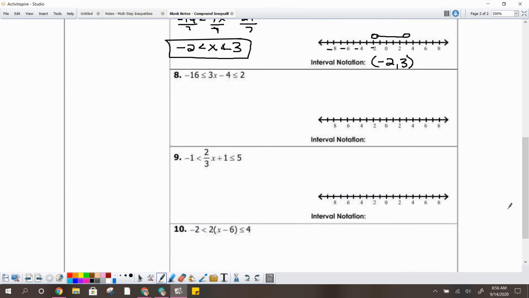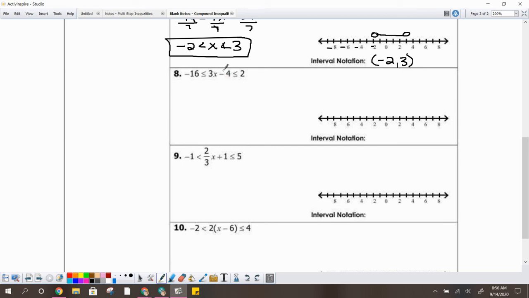All right, number 8. So again, add your 4 to both sides, divide by 3. I want you to go ahead and try this one. I know I just told you how to do it, but go ahead and try it on your own. Make sure you can do it. Press play when you're ready.